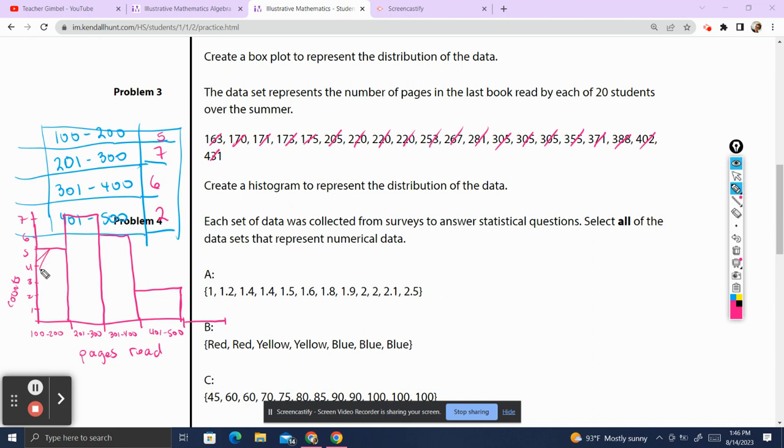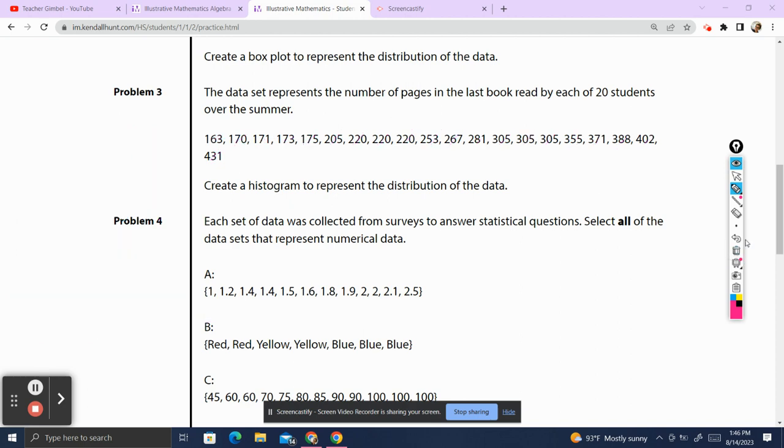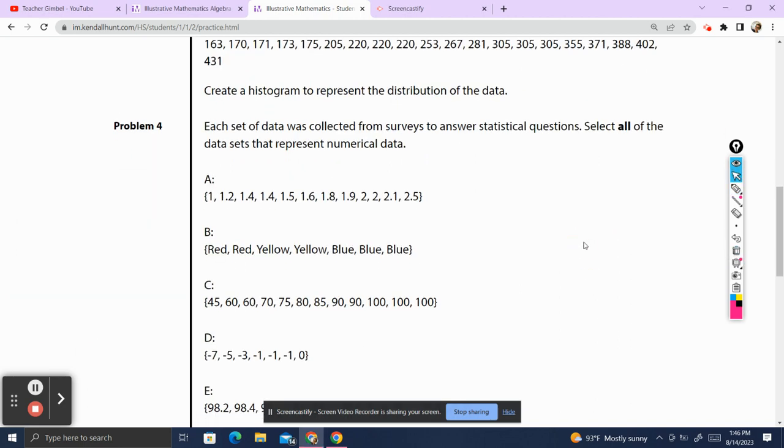If you want to color it in, you can color it in. I like doing that. I feel like it makes it look more official, but you don't have to. And this is a second way of visually representing the data. Again, pause the video if you need more time to go over this concept.